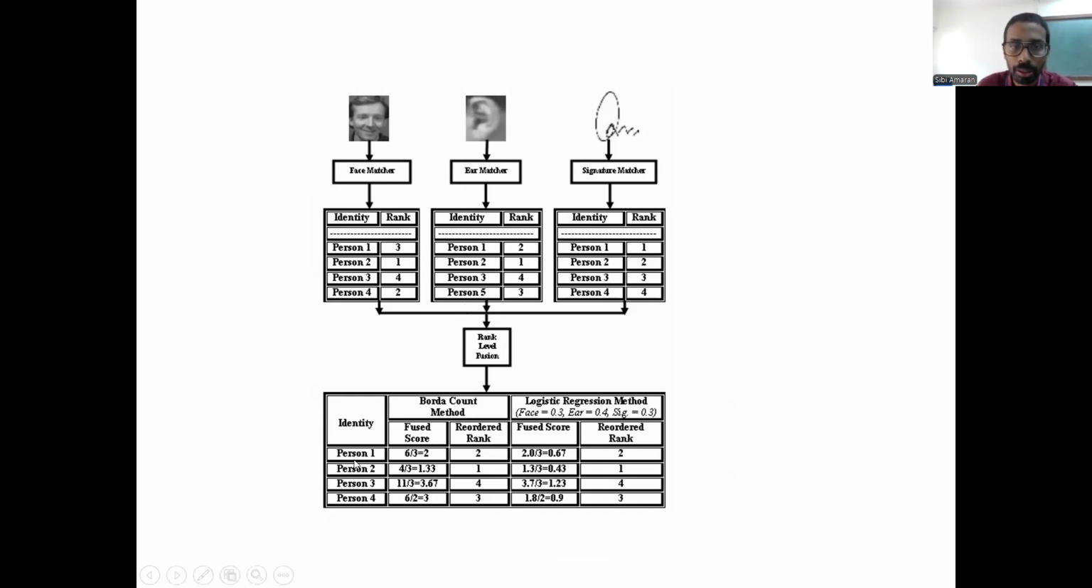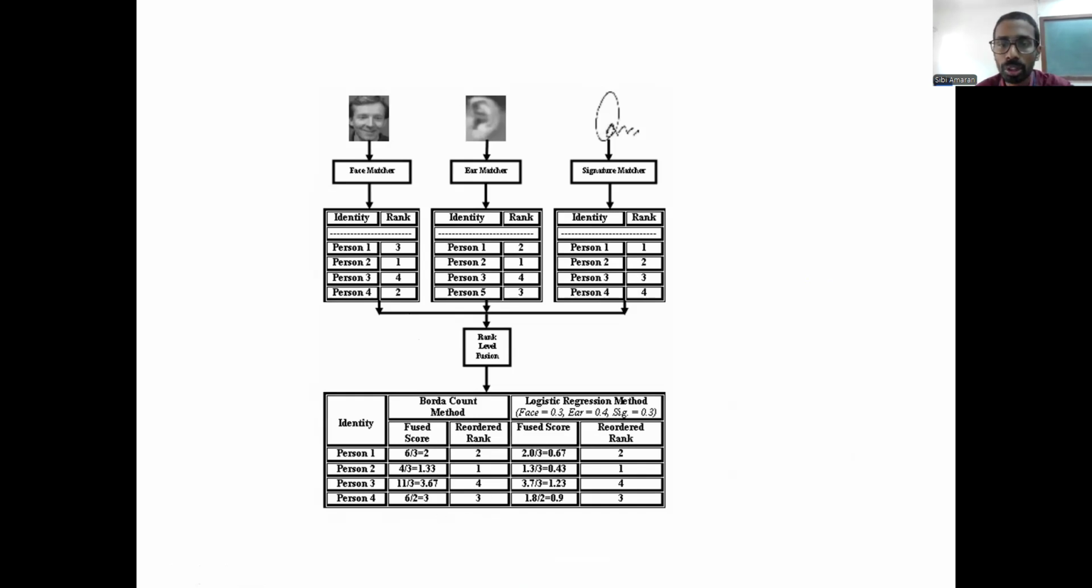Now, identity for person one. Now I'm going to find out the fused score. How to identify the fused score? Face, ear, as well as signature, so three traits, divided by 3. So 3 plus 2 plus 1, so 6 divided by 3. Similarly, for person 2, 1 plus 1 plus 2, so 4 divided by 3 equals 1.33. And for person 3, 4 plus 4 plus 3, 11 divided by 3. For person 4, 2 plus 4, 6 divided by 2. So according to that, the fused score was found. Through the fused score, the reordered rank will be found.